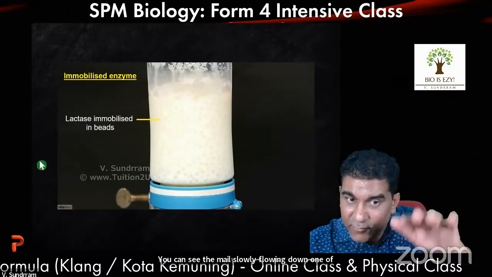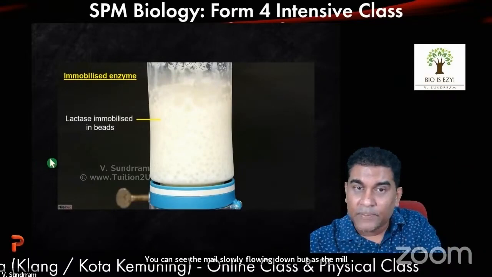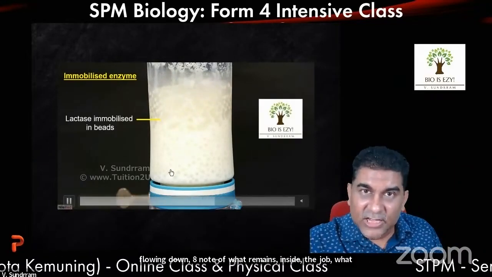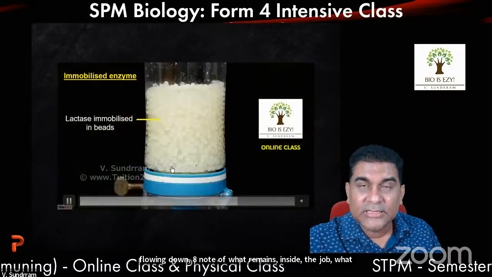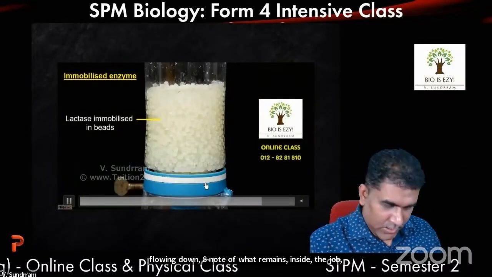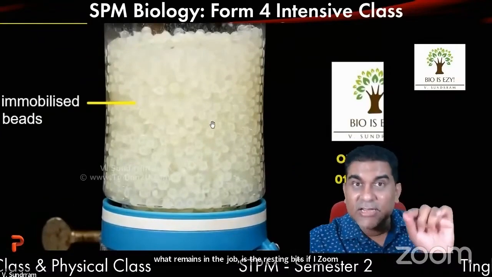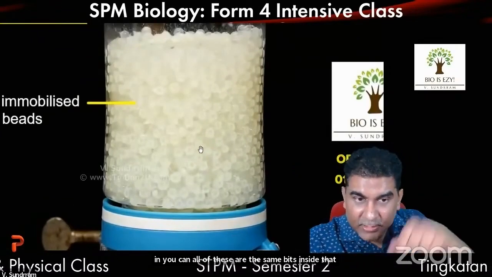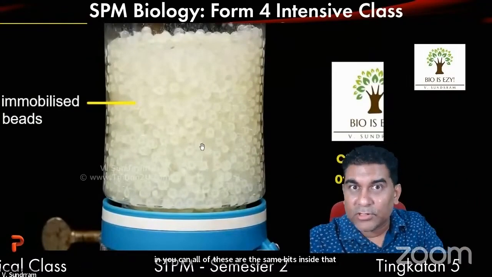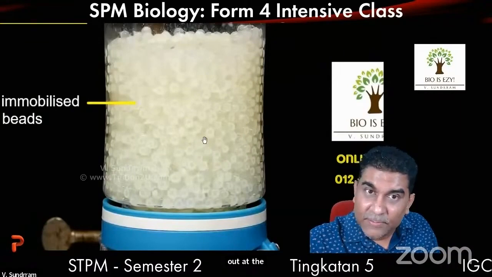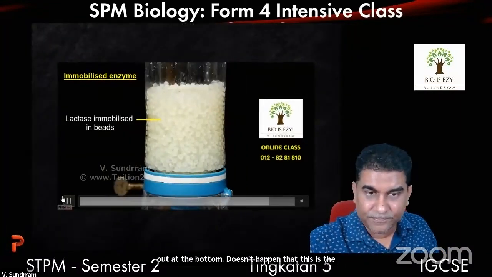But as the milk is flowing down, take note of what remains inside the jar. What remains in the jar is the resin bits. Now, if I zoom in, you can see all of these are resin bits. Inside there is immobilized enzyme. The milk that came out at the bottom doesn't have enzyme. This is the meaning of immobilized enzyme.